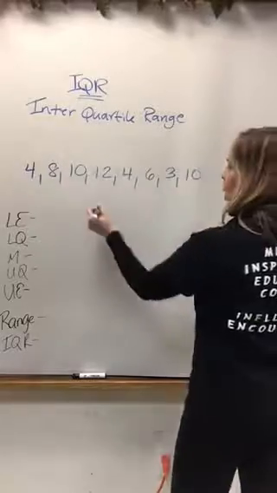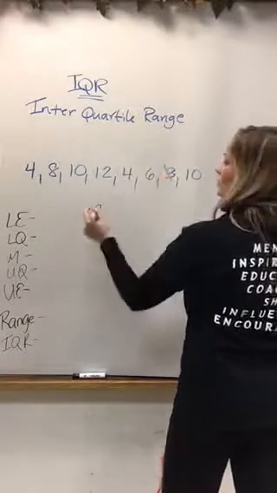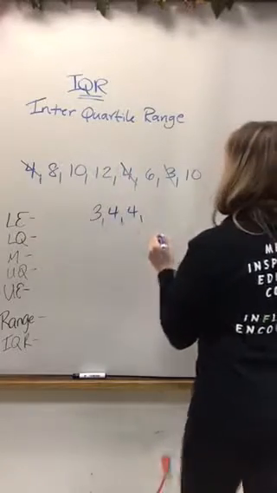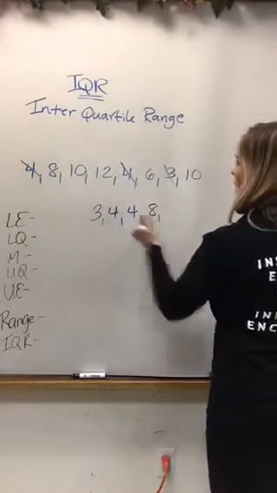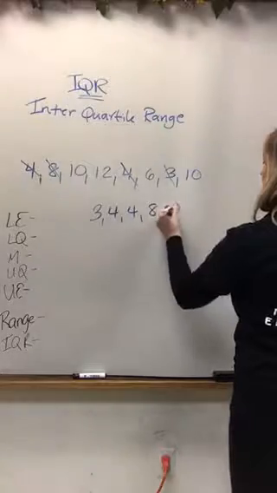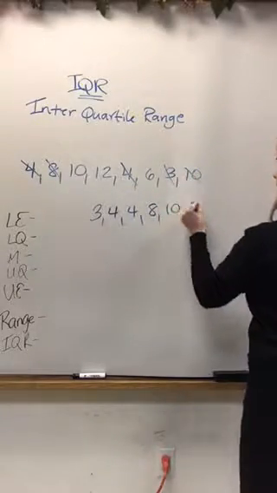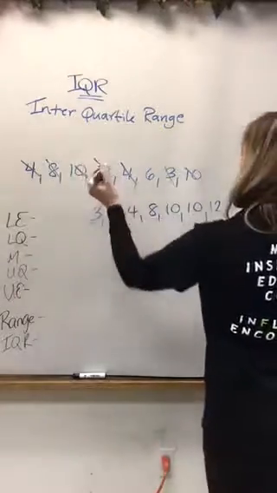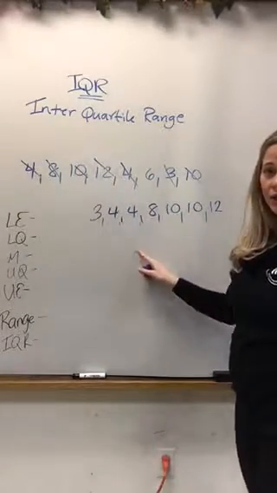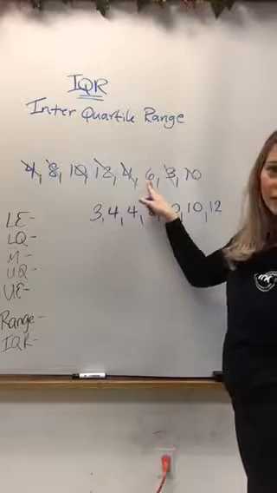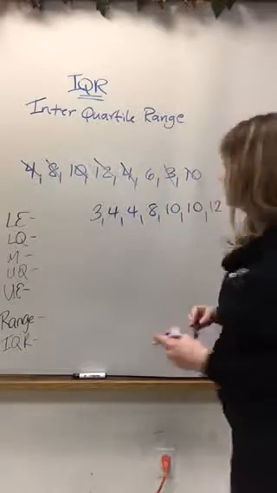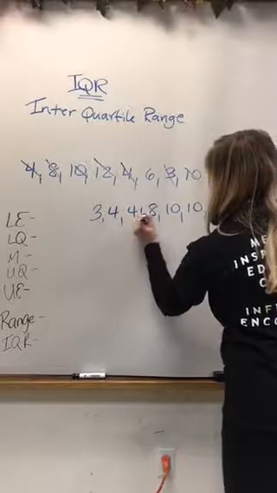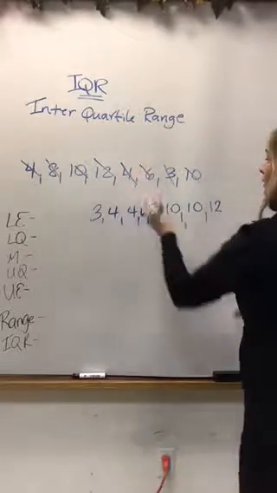So my smallest number is 3. I have 4. Looks like I have an 8, 10, another 10, and a 12. Now notice, as I was working, I missed a number, 6. So that's very easy to do. So I'm going to go ahead and just plug 6 in right here into my data set. I just squeeze it in, okay?